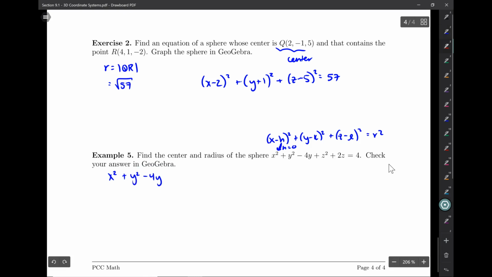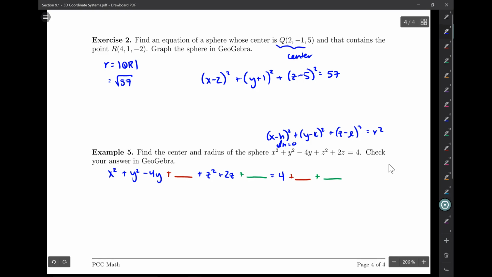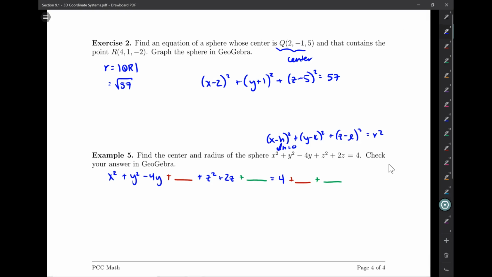I'll just do plus something. I'll just do a blank spot for right now. Plus z squared plus 2z. We need to add something else in order to complete that square, and that's going to equal 4. Now the thing is that if we were to add a number to the left side of the equation, then we must also add it to the right side of the equation to keep our equation balanced. And similarly, we would need to also add whatever we add to the z component to complete the square to the right side of the equation as well. So now the big question becomes, well, what are these things?